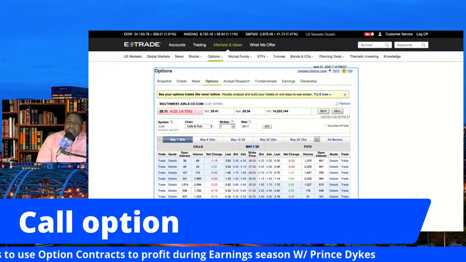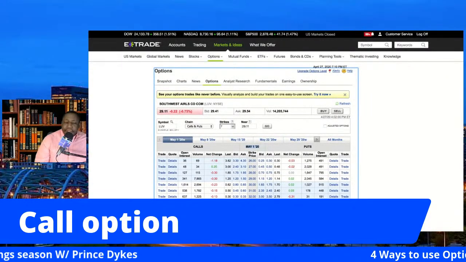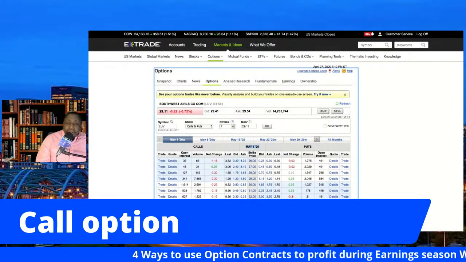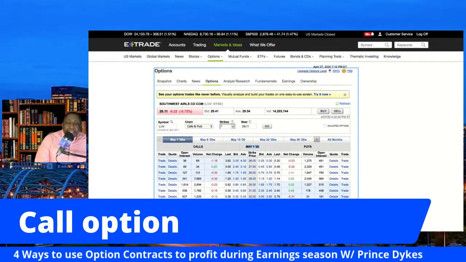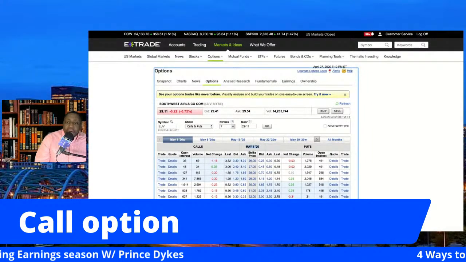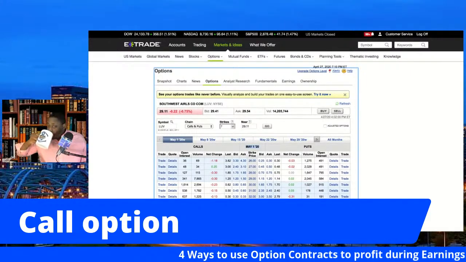Now, one option contract has 100 shares. So it's going to be $80. For $80, I can buy the right to buy Southwest Airlines in the future for $30. You guys and girls see that? Hope that makes sense.